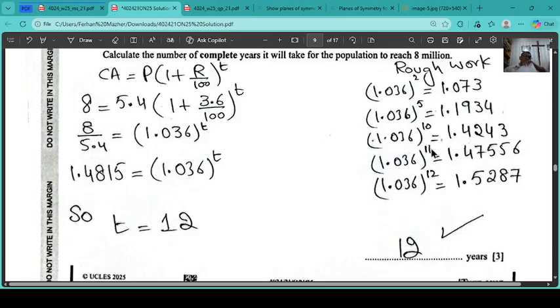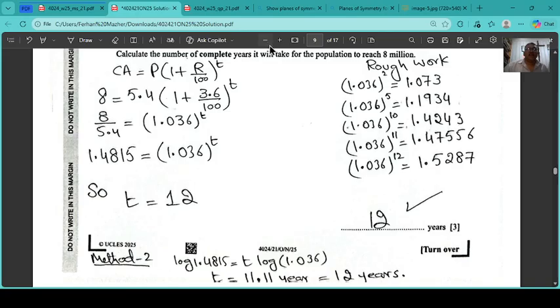So it means the t value is between 11 and 12. Because we want the answer in complete years, in 11 years I will be almost near here, but in 12 years 100% I'm going to cross this. So my answer will be 12.